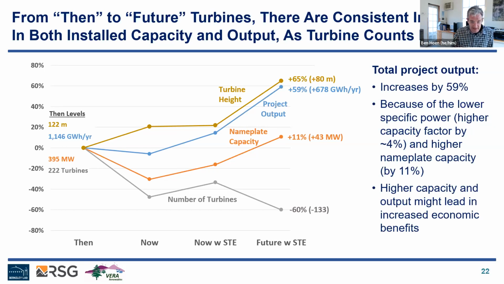Remember, we're trying to maximize the output. We've got 60% fewer turbines, but we see almost a 60% increase in the total project output for projects that are built with modern turbines or future turbines versus those that were installed in the then period in the last decade.